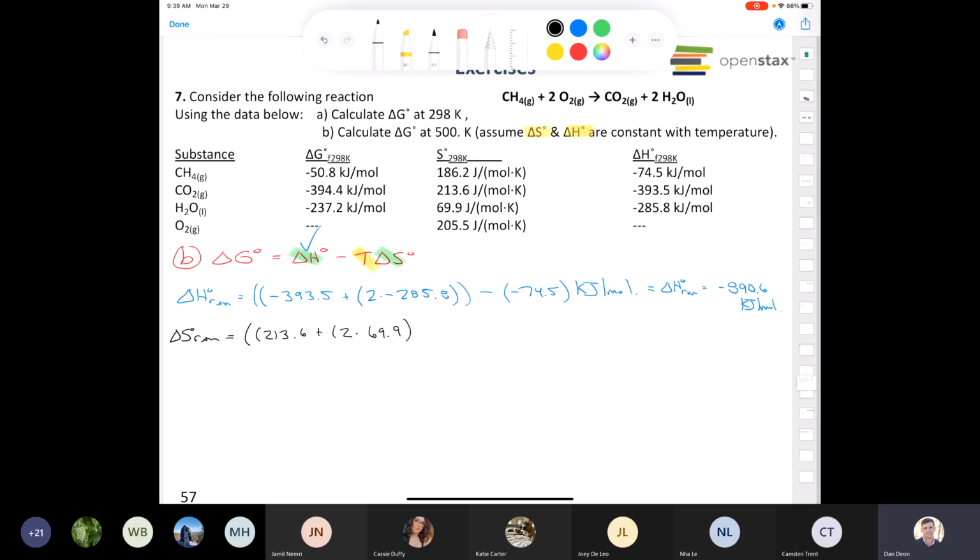There we go. Then we're going to subtract the entropy of the reactants. So we have 186.2 plus, what is it? 205.5. So plus 2 times 205.5. So we'll put that in here. And then all of that is in kilojoules per mole.